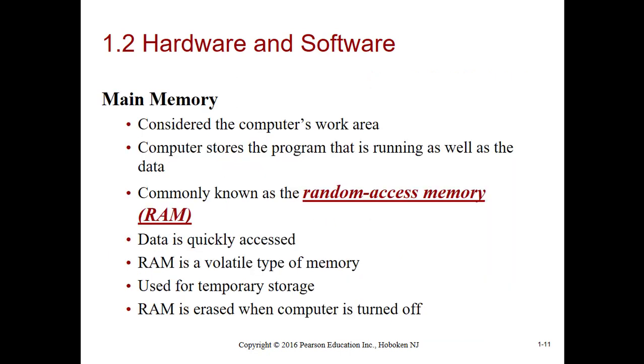Main memory is considered the computer's work area. The computer stores the program that is running as well as the data. This is commonly referred to as RAM, random access memory. The data can be quickly accessed. It's volatile, though, which means if the power goes out or it freezes up, you lose everything in RAM. It's only used as temporary storage. When the computer's turned off, it is erased.